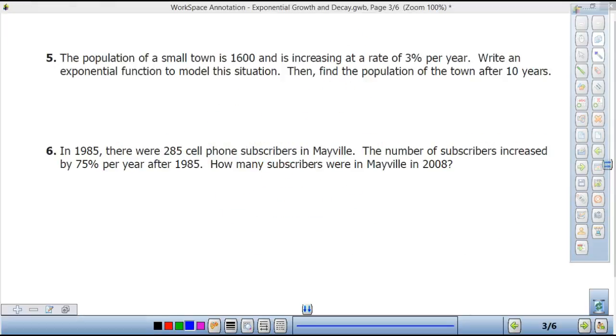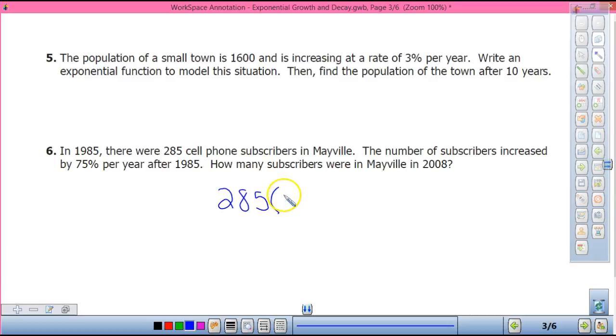Can you use it for your starting value? 285. What are you using for your growth rate? Okay, so in your parentheses, you're using 1.75. What are you guys using for your exponent? 23. Why did you choose 23? 2008 minus 1985 is 23.